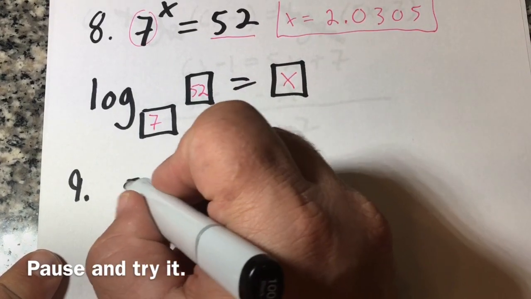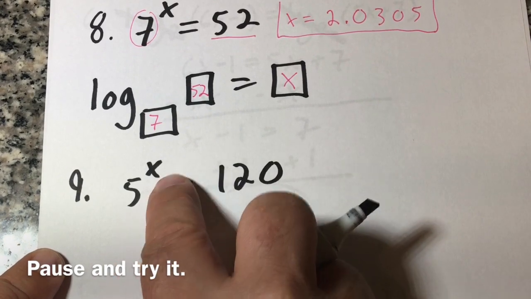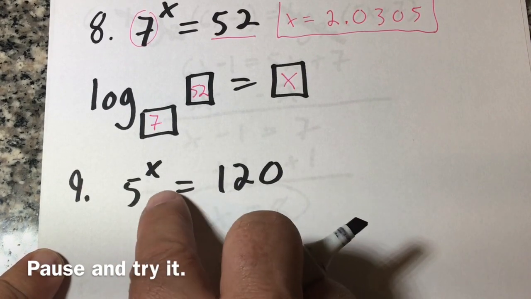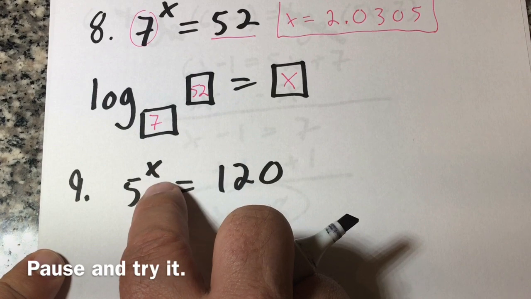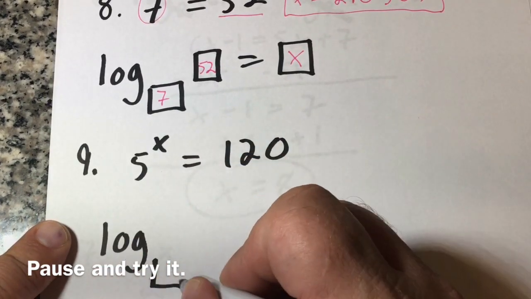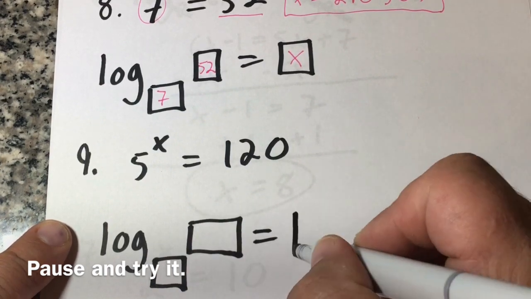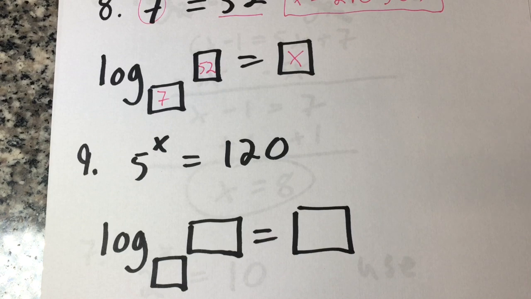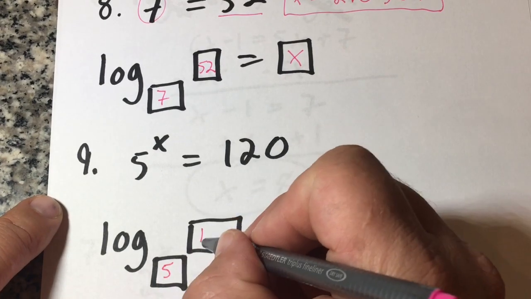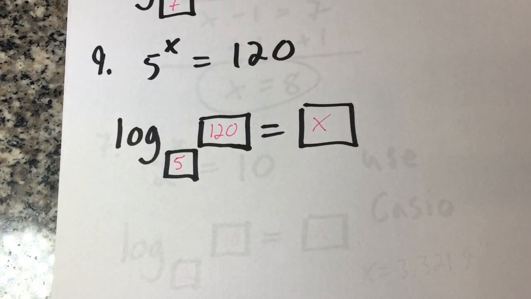5 to the x equals 120. Well, I know that 5 cubed equals 125. So this is going to be less than 3. That x has to be less than 3. So I'm going to rewrite it in log base format. Log base of some number of some argument equals some x. So the base is 5. The argument is 120. And the answer is going to be the exponent of x.